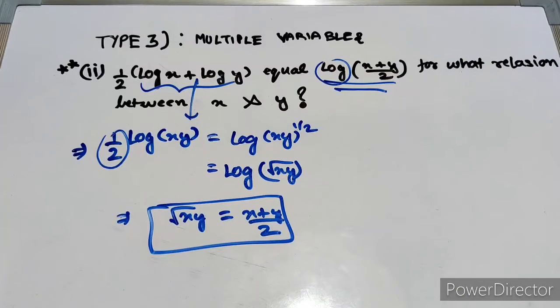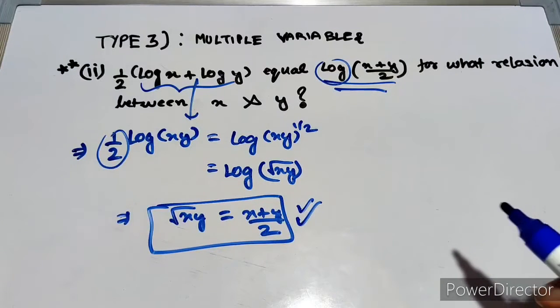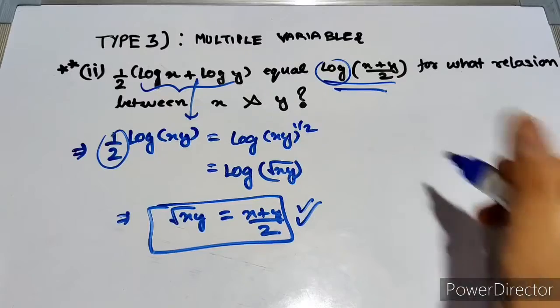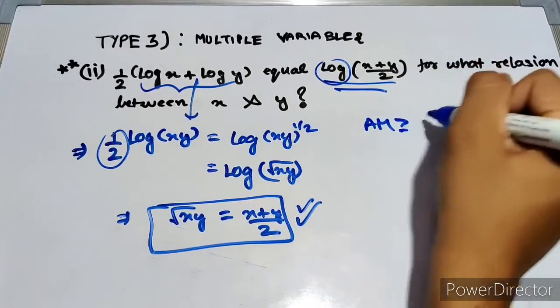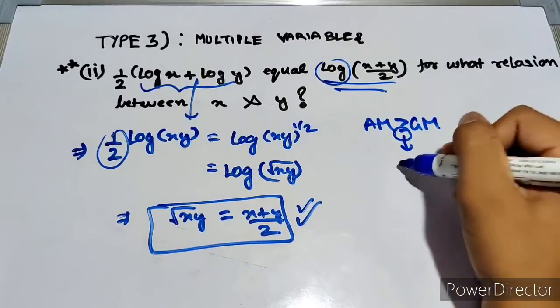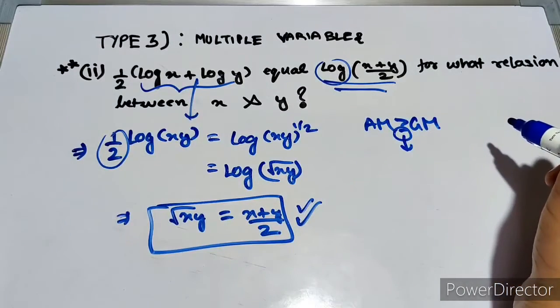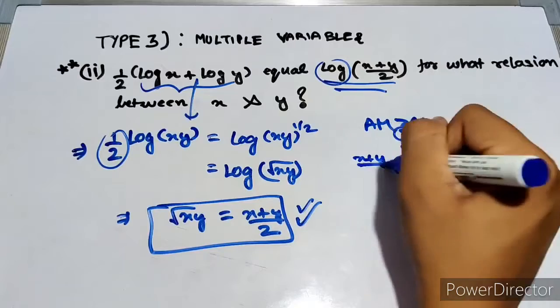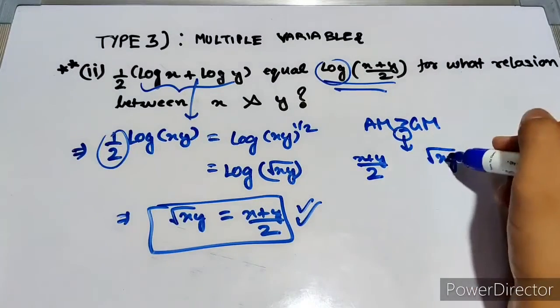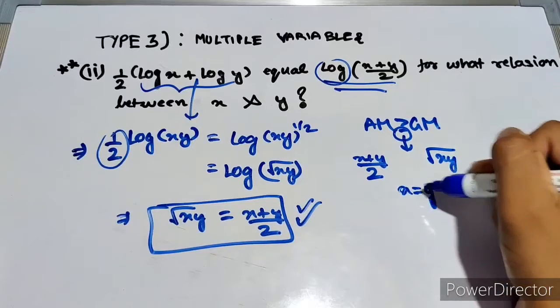This is also one relation, but generally such type of options are not in the question. It is a linear type of relation. So we need to find it. Now we also know that from AM greater than or equal to GM, the equality condition exists when both the variables are equal. Okay, so AM is equal to x plus y by 2 and GM is equal to root xy for two variables, and these things are equal if x is equal to y.